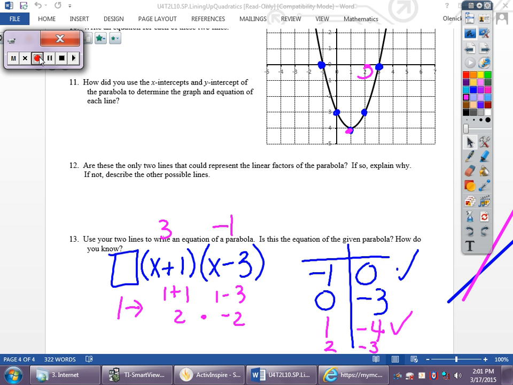Okay, so coming back to number 12, which I already answered, but I wanted to show the proof. There are other linear factors that could go with this parabola because they would go through those 2 points. But when I did the mathematical test, I found that this one worked. Okay. Good job.